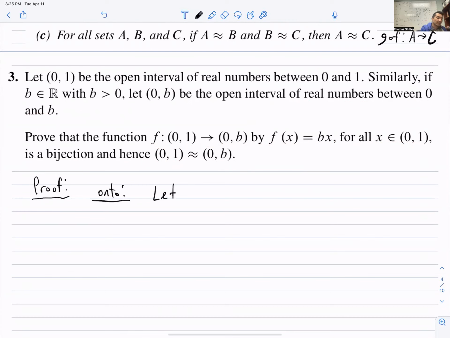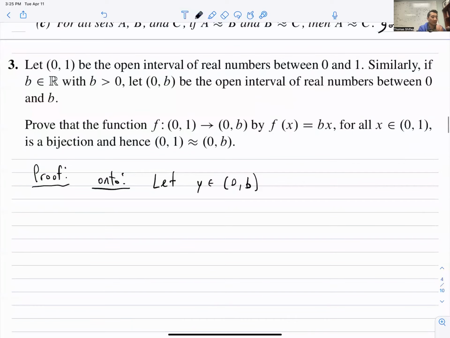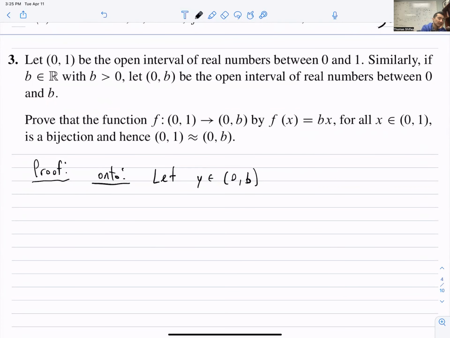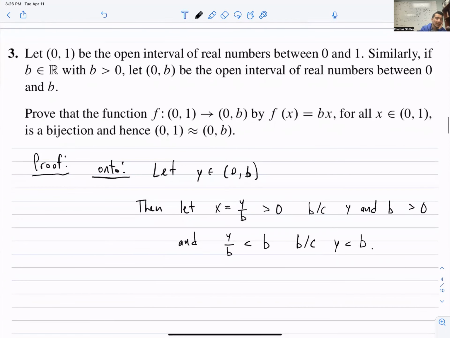so we need to start with an arbitrary guy in here and show that we can map to it via that. So let, I don't know, y be an element of (0, b). So it's not 0, it's not b, it's some number in between there. How are we going to map to it? Then let x be equal to y over b, which is still bigger than 0 because y and b are bigger than 0. And y over b is less than b because y is less than b, and b is a positive number.